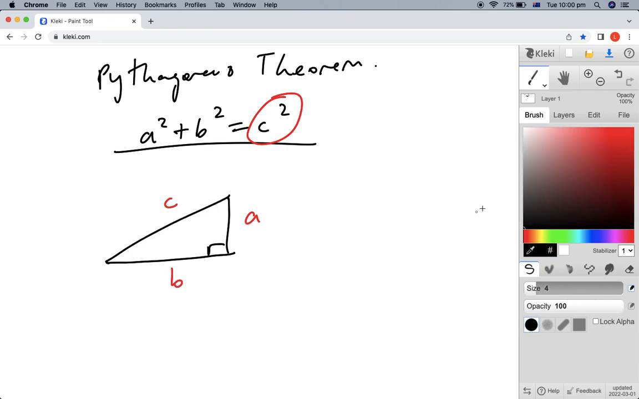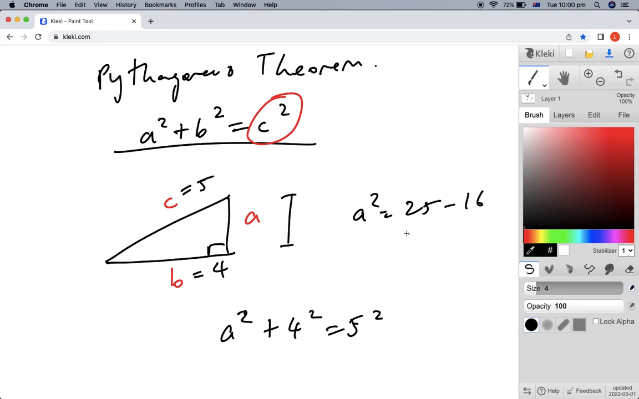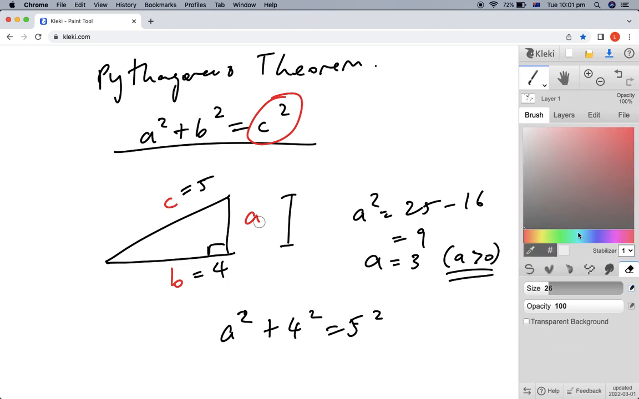Essentially, as the formula goes, if you want to find any missing length, let's say we're given c is 5, b is 4, then by the formula, a squared plus 4 squared equals 5 squared. Then we can solve for that missing length a. It'll be a squared equals 25 minus 16, which is 9. So a equals 3, because a is more than 0, as lengths are always positive. Perfect, that's pretty much how we apply it. And yep, we can solve for various scenarios.